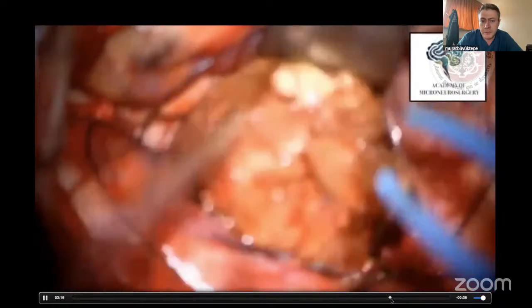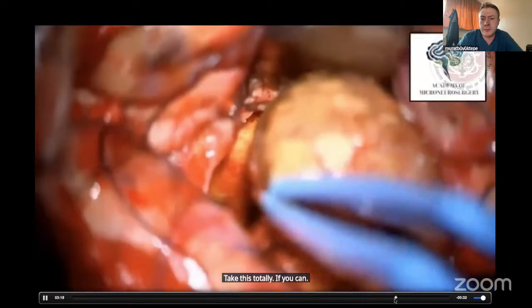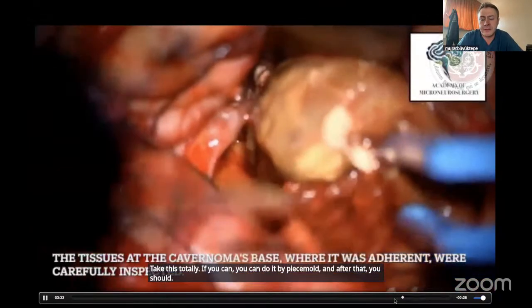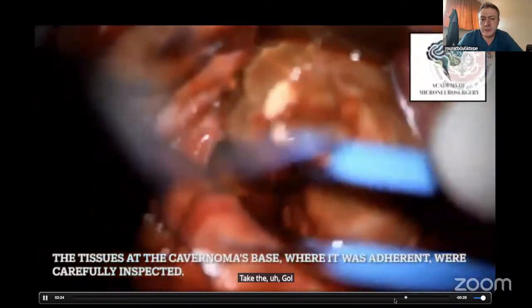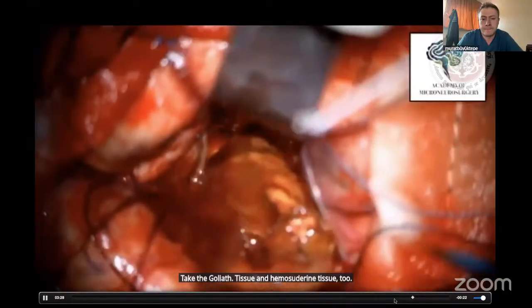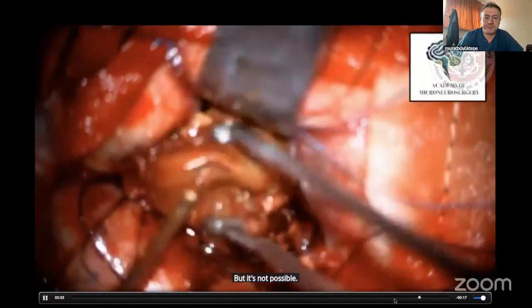We take it totally, if you can do it piecemeal, and after that you should take the gliotic tissue and hemosiderin tissue too. But it's not possible all the time.